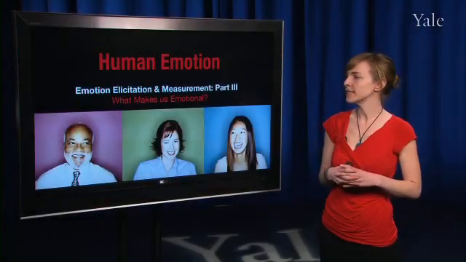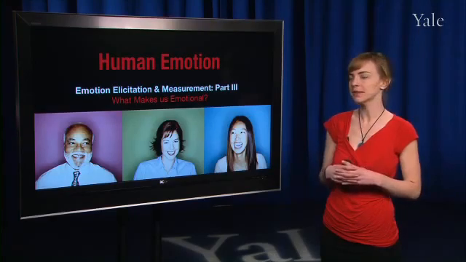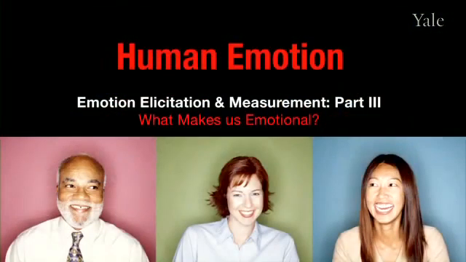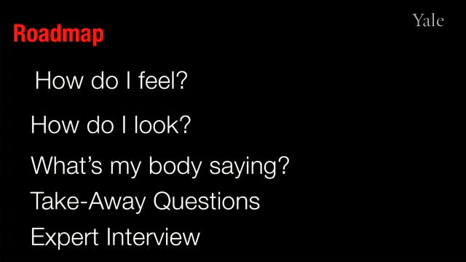Welcome back to Human Emotion. Today we're going to continue in our third part of a three-part series on emotion elicitation and measurement, asking what makes us emotional. So our first two modules covered emotion elicitation, looking at a diverse array of strategies to trigger emotion both in and outside of the lab. However, such techniques are of little use unless we're also capable of reliably measuring the emotion responses that we generate using these tools. So today, what we're going to do is focus on the ways in which we actually measure the emotions once they're set off, once they're triggered.